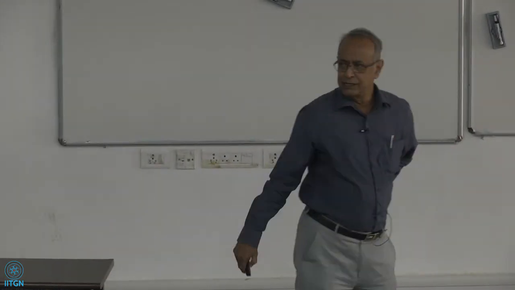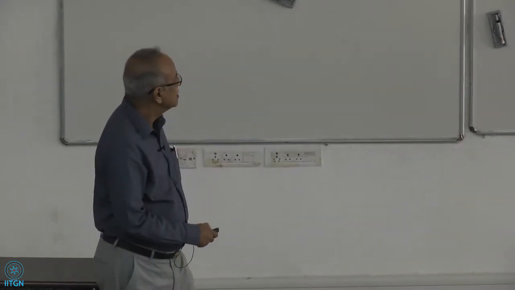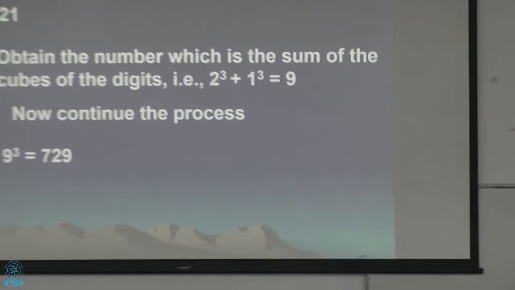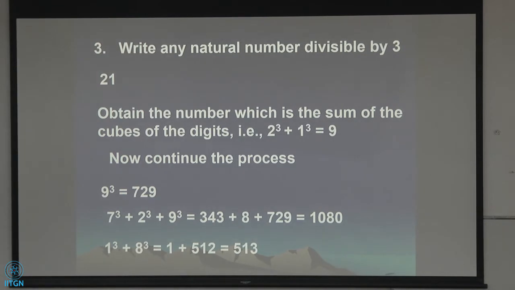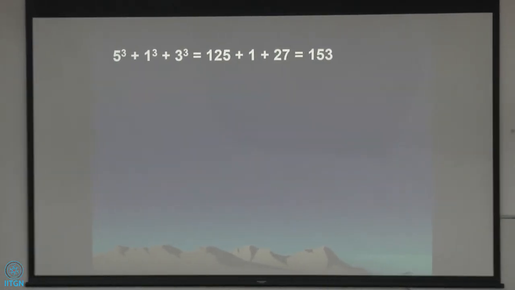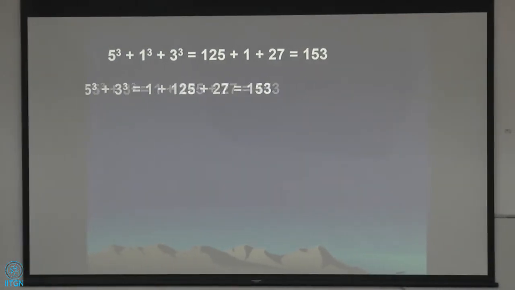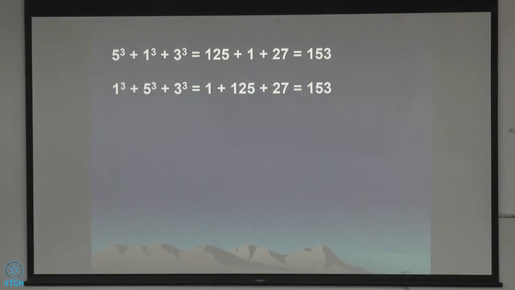Write any natural number, only restriction is divisible by 3. So, we write 21. Now, instead of squaring the digits, you take the cube of the digits and add them. So, 2 cube plus 1 cube is 9. Then continue this iteration, 9 cube is 729, 1080, 513, 153. If you start with a number divisible by 3, this iteration will land you to 153.